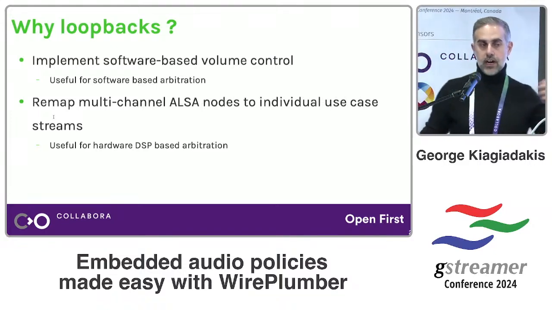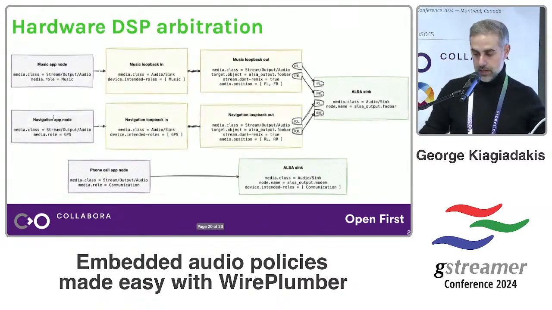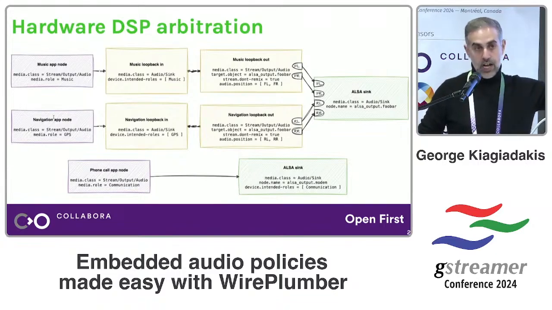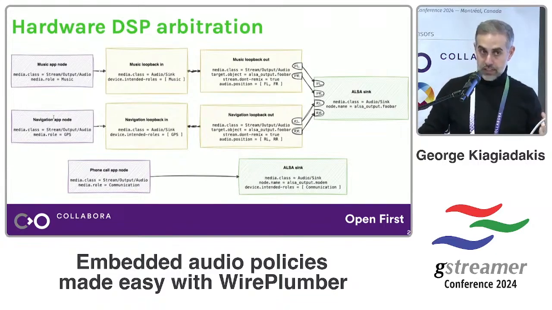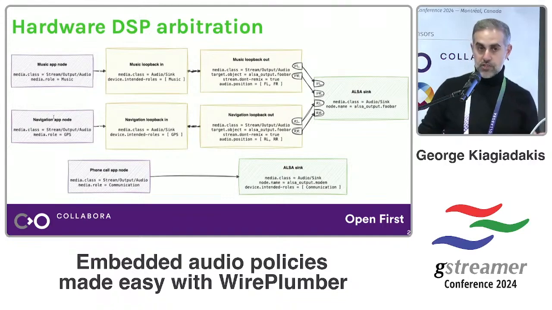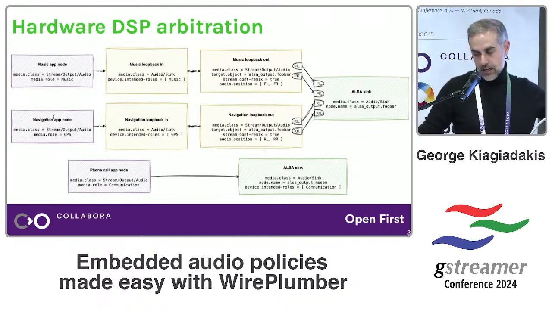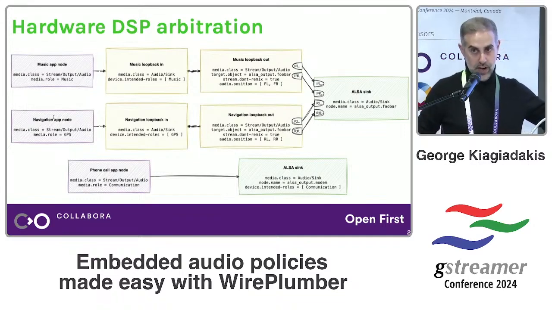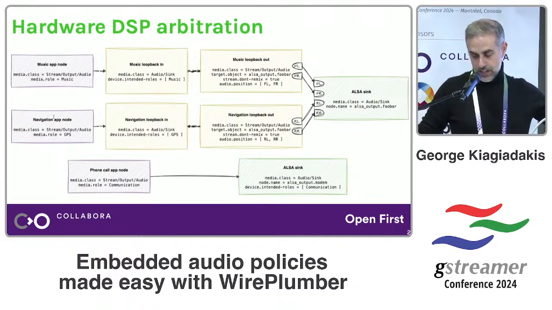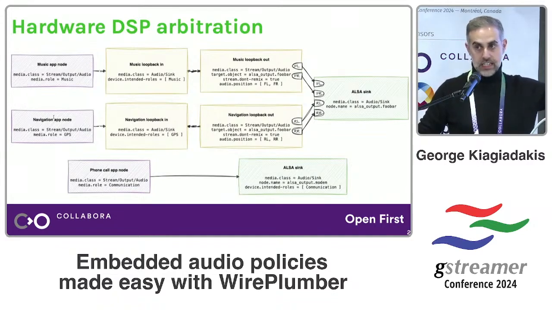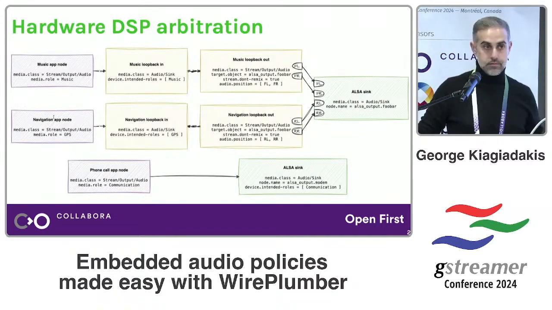And for the hardware DSP use case, the loopback is very useful to do the remapping of the channels if you have such a setup. But it is optional. If you have a DSP that exposes one ALSA sync per use case, you could actually go and place that device intended roles property directly on the ALSA sync and skip the loopback. It's not useful to have the loopback in that case.